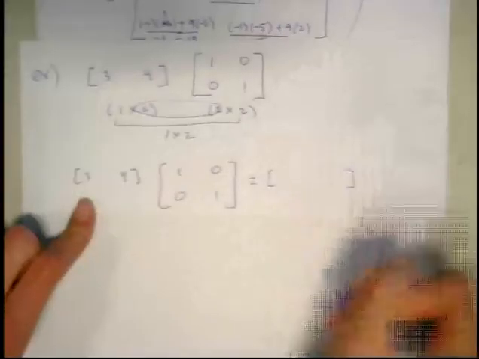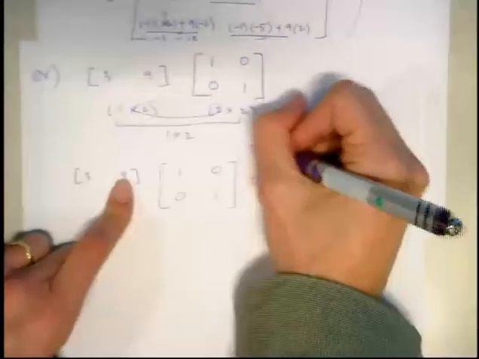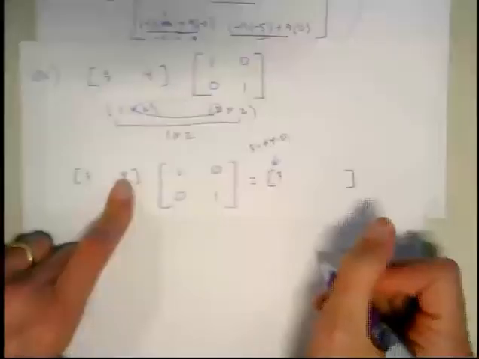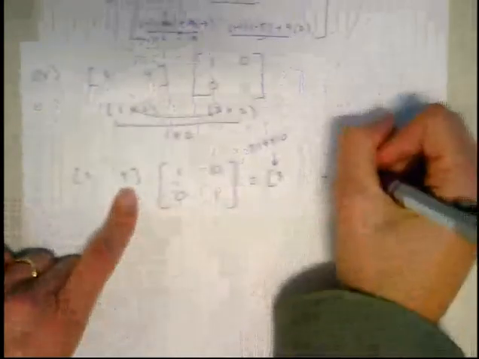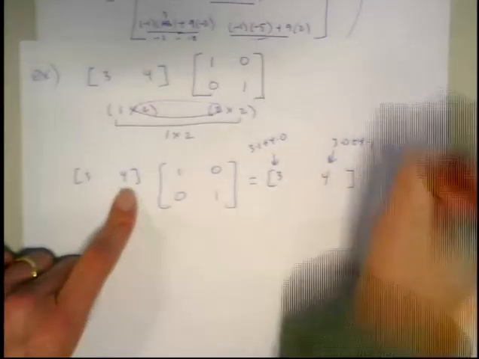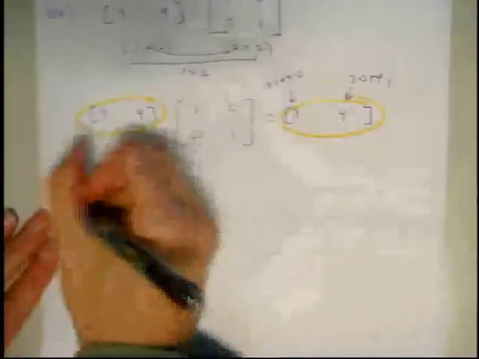So I want that guy. So I'm going to take the first row, there's only one row, 3 times 1 plus 4 times 0. That's 3. Now I'm going to go back to this row, but now the second column, 3 times 0 plus 4 times 1, so you can follow it. Did you see what we got? We got the same exact matrix.